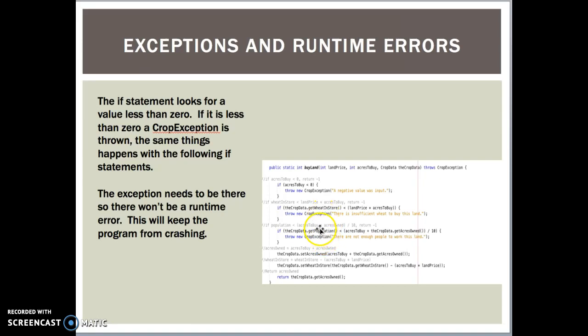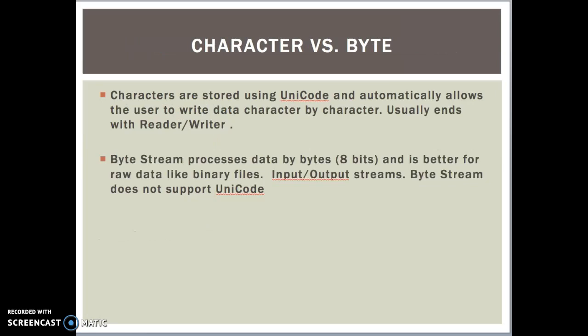game won't crash, and it will wait for the user to put in the right information so they stop getting, there's insufficient wheat to buy this land, there are not enough people. So you need the right numbers for the crop exceptions to not show up, but those crop exceptions stop the game from crashing.